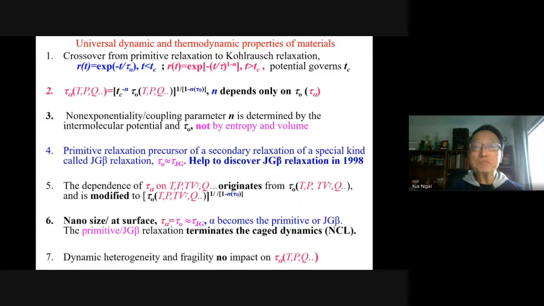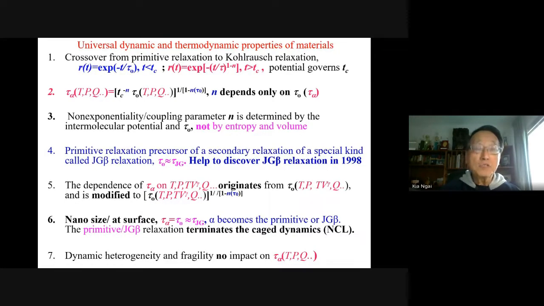The primitive relaxation is the precursor of the second relaxation of a special kind. Not all second relaxations. We call it the JG beta relaxation because we honor Goldstein and Johari for their work on second relaxations. But even they, at that time, did not make the distinction. But we distinguish it because I have the tau 0 there, which is expected to be related to a second relaxation of a special kind, that is, one that has similar properties to tau 0.